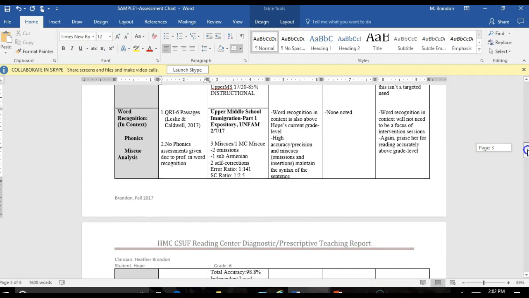So what did I learn from the QRI passages in regard to word recognition in context? Well, all of this information, very important. What's the level? What's the title of the passage? What's the text type? What's the level of familiarity? What was the date given?